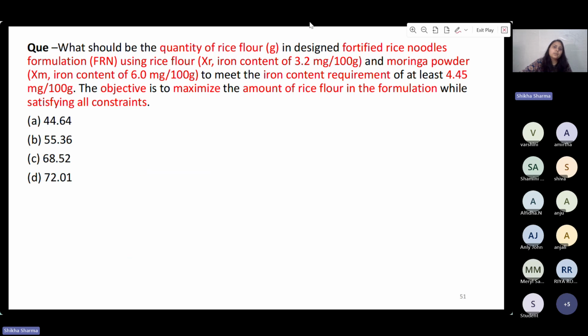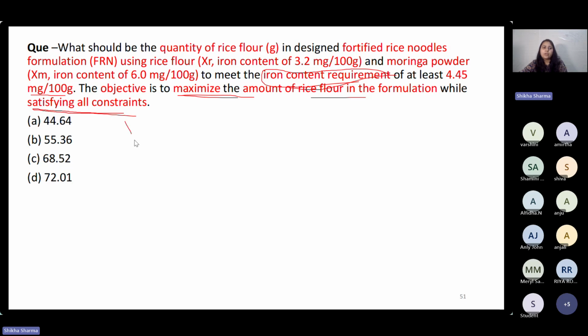What should be the quantity of rice flour in designed fortified rice noodle formulations, which is from using the rice flour? So here the rice flour iron content will be 3.2 mg per 100 gram, and moringa powder where the iron content is 6 mg per 100 gram, to meet the iron content requirement of at least 4.45 mg per 100 gram. The objective is to maximize the amount of the rice flour in the formulation while satisfying all the constraints.